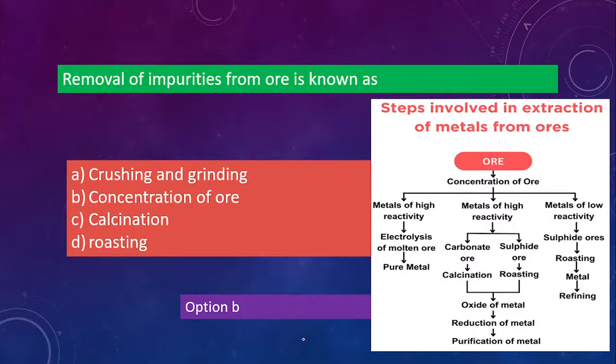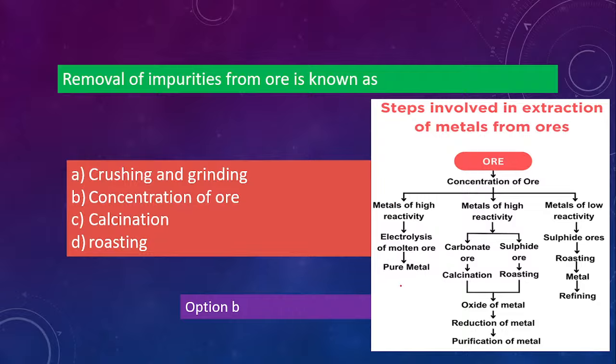Okay. See here. Everyone see this chart. So always remember, first step is extraction, then purification. So concentration of ore होगा जहाँ पे the purification of ores will take place. All the impurities will get removed. Then जो high reactive metals होगा, they will go for electrolysis.